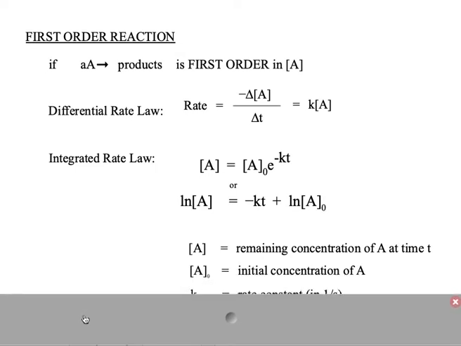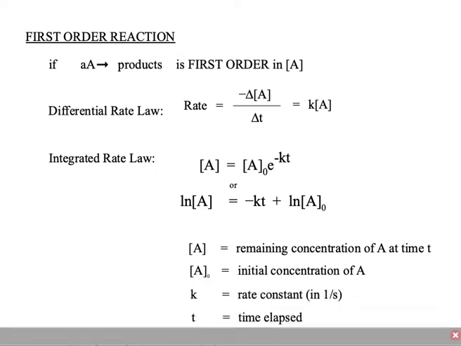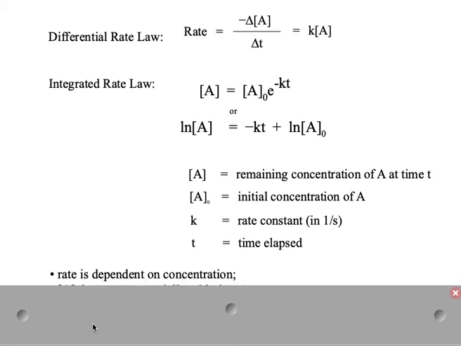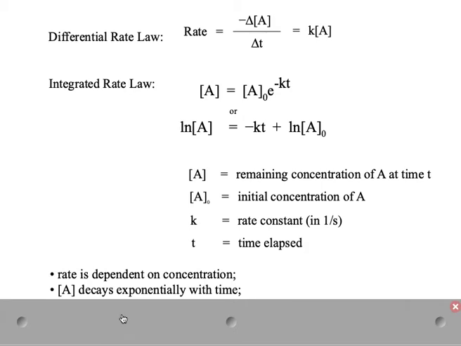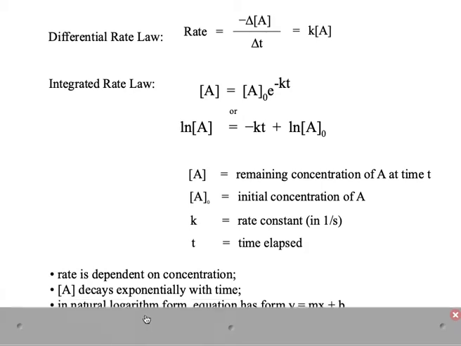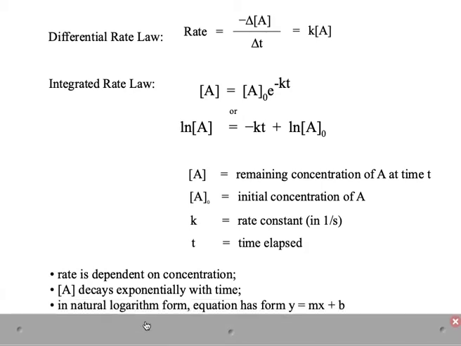Again, these are as before. Now the rate constant is in reciprocal seconds. The rate is dependent on concentration. The concentration of A decays exponentially with time. In the natural logarithm form, the equation has the form y equals mx plus b. And if that's not clear, I'll label it y equals mx plus b.